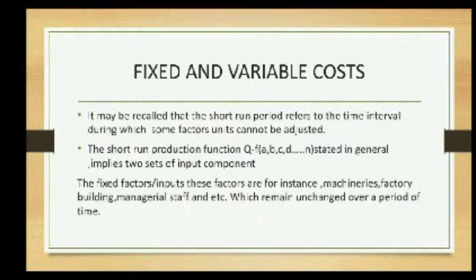Fixed and variable cost. It may be recalled that the short run refers to the time period during which some factors cannot be adjusted. The short-run production function Q = f(A, B, C, D, and so forth), stated in general, implies two sets of input components. The fixed factor inputs: these factors are, for instance, machinery, factory building, managerial staff, and etc., which remain unchanged over a period of time.